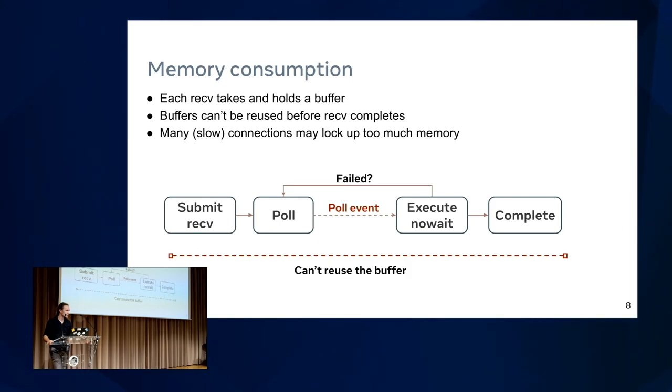Now, let's say we have a lot of slow connections. They might be sending a lot of data, but they are bursty and only send it once per n minutes. And now you have a receive queued for each of those sockets. And each such receive has a buffer backing it. And it all takes memory. Pretty much unnecessary.